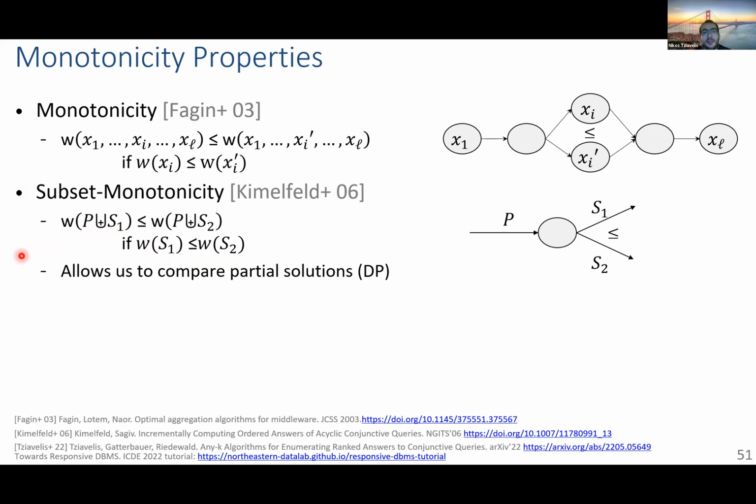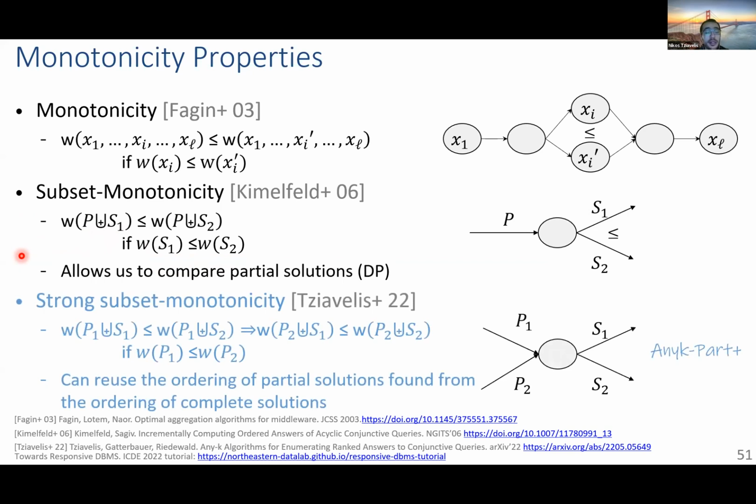And this is exactly the property that dynamic programming needs, because it needs to compare these partial solutions. Now, for our new algorithm, Anyk-Part plus, we actually need something stronger. We need a property that we call strong subset monotonicity. The idea is that we need to be able to do what the algorithm does, which is from complete solutions to infer the ordering of partial solutions, of suffixes.